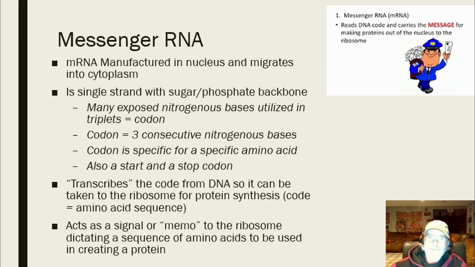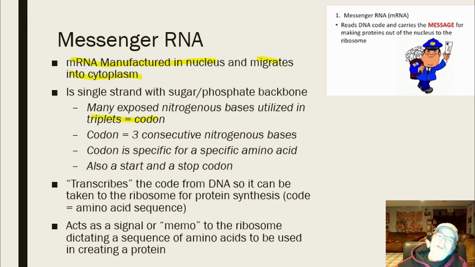Let's talk about that. First of all, let's talk about messenger RNA. Messenger RNA is manufactured in the nucleus and then migrates into the cytoplasm. Okay, like all of the RNA, it's a single strand, a sugar phosphate backbone, the ribose backbone with phosphate. Okay, it has many exposed nitrogenous bases, which are in triplets.